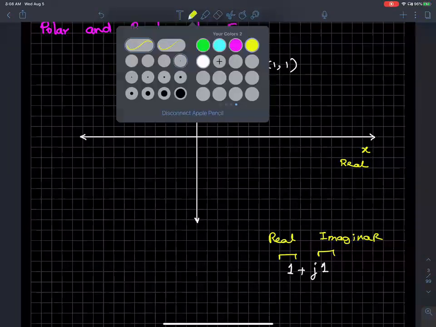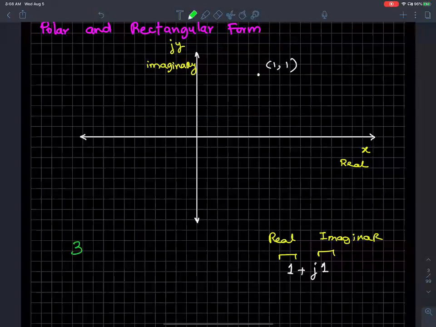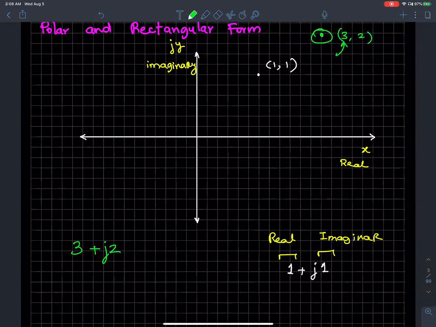If I had another complex number, 3 plus 2j, I would go 1, 2, 3, and then place my number somewhere in here. That would be 3, comma 2, where 3 is the distance from the imaginary axis and 2 is the distance from the x-axis. So this distance represents 2 and this distance represents 3. This represents the real part and then there's the imaginary part. Any complex number with a real part and imaginary part can be represented on a Cartesian plane.